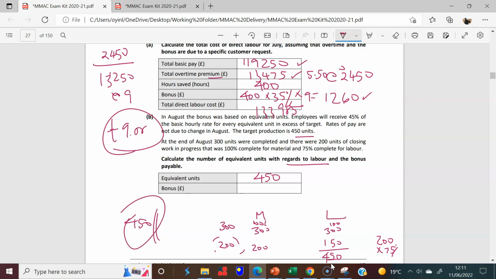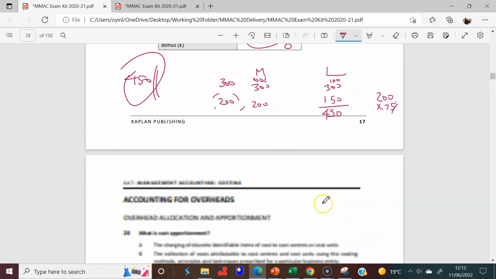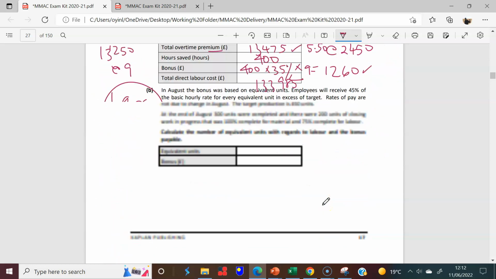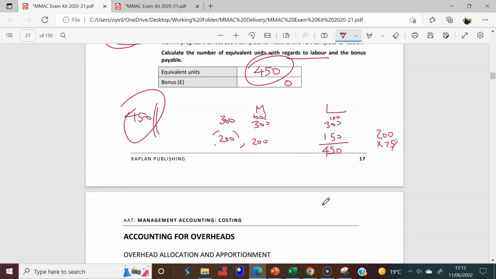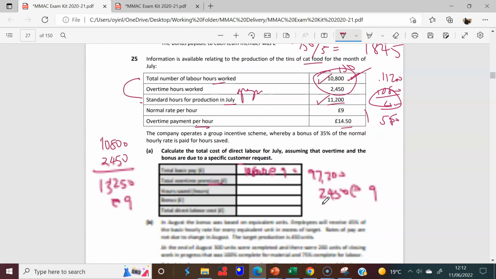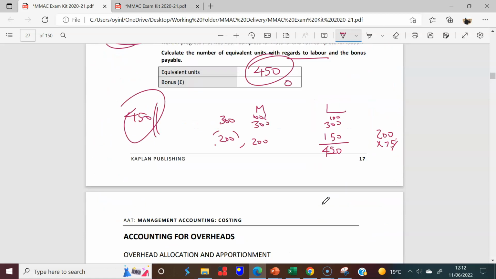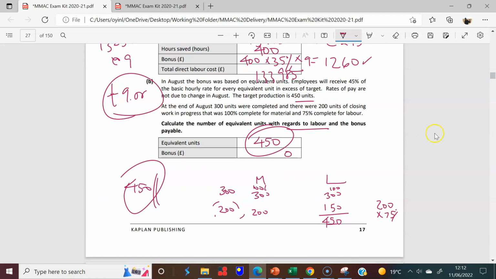This is exactly the same as the target. So there is no bonus in this regard. Cool, great stuff. And that brings us to the end of the questions on labor. In the next set of videos, we will be carrying on with the videos on overheads. Okay, great stuff.